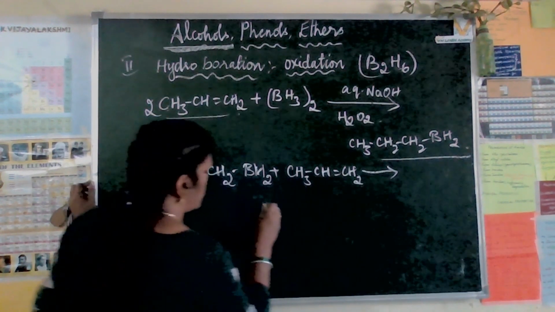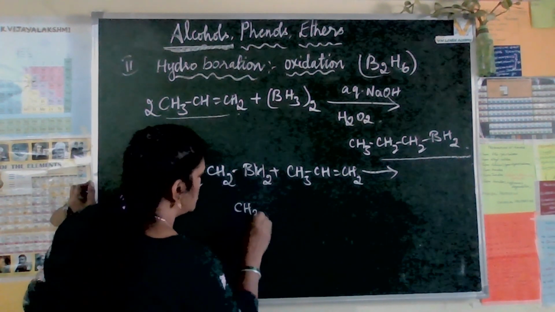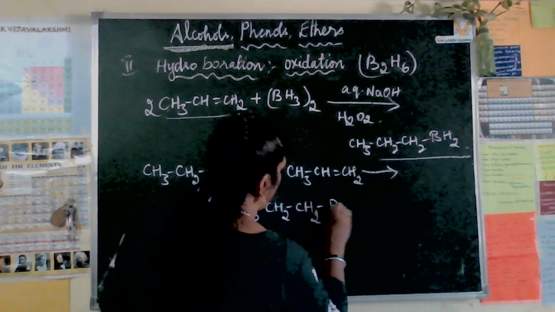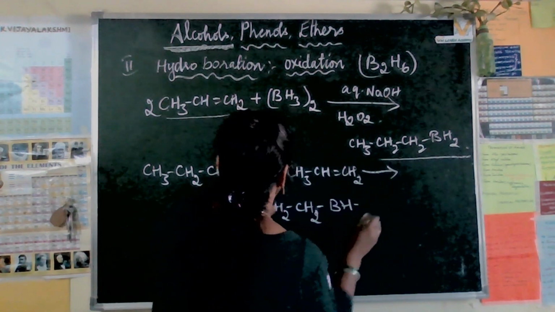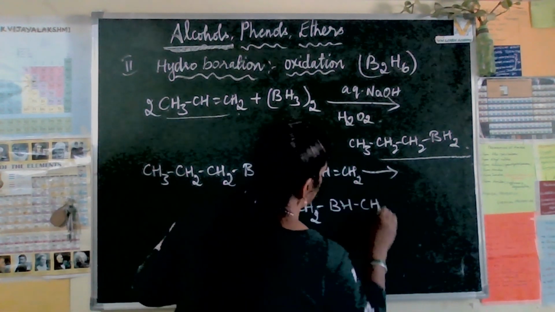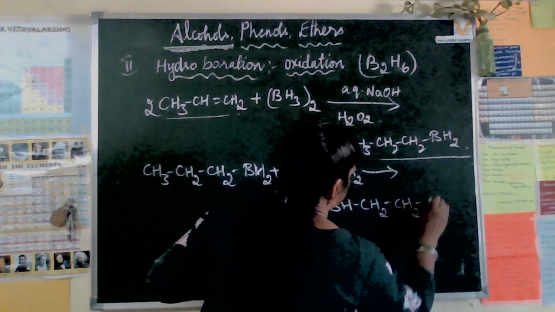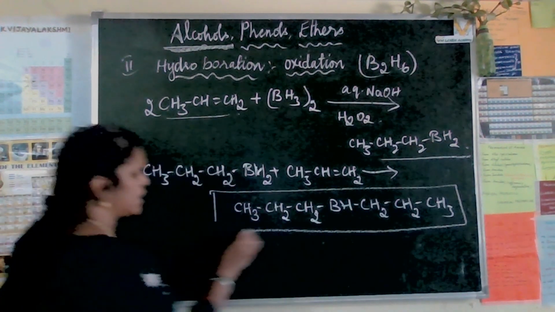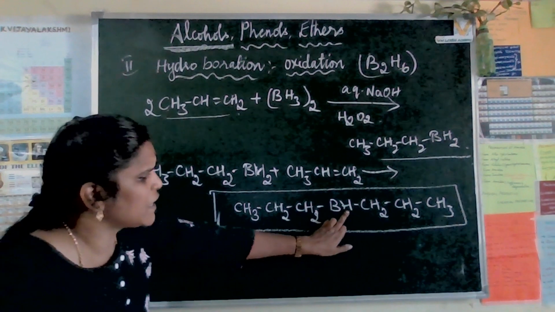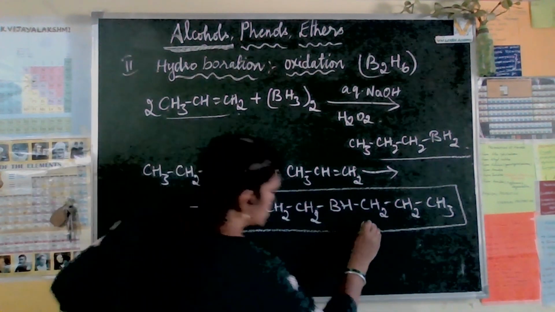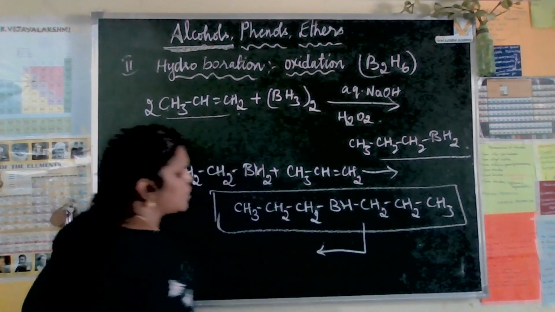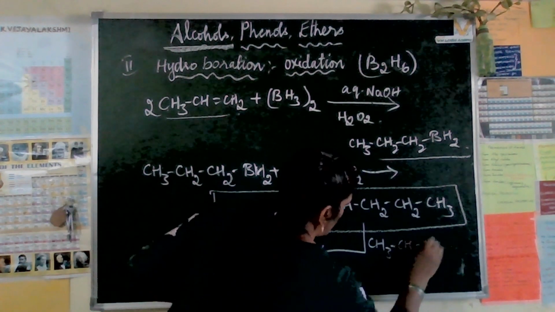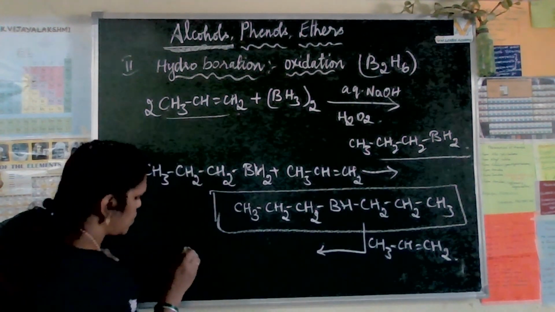So what is the product you are receiving? The long chain structure you will get now. CH3, CH2, CH2, BH, and here one hydrogen will be removed and again CH2, CH2, CH3. Now this is another product. Again it has to remove the hydrogen completely. So again this product reacts with the excess of alkene, CH3, CH double bond CH2.